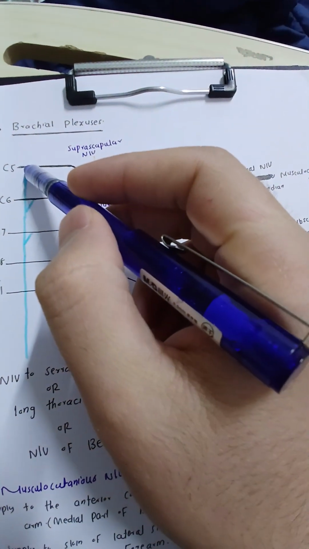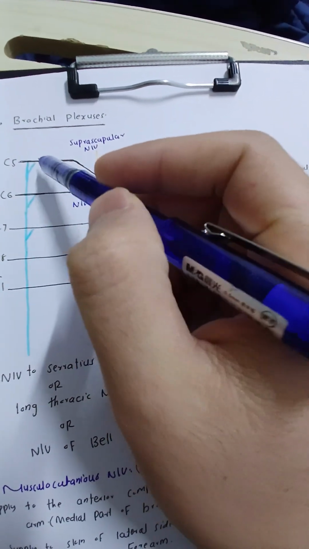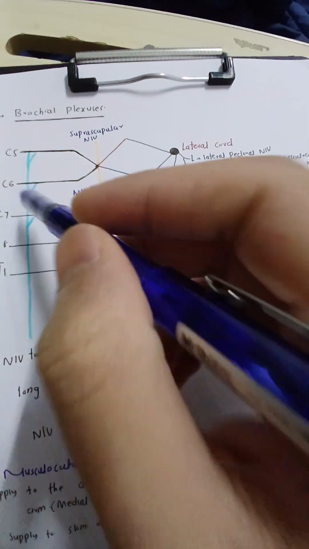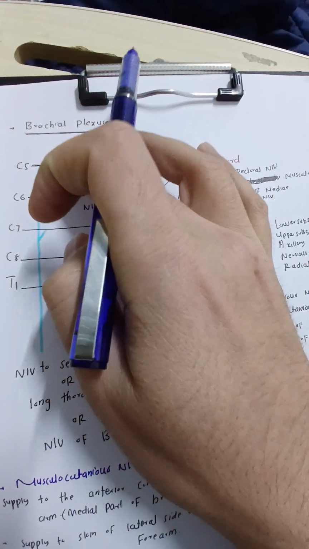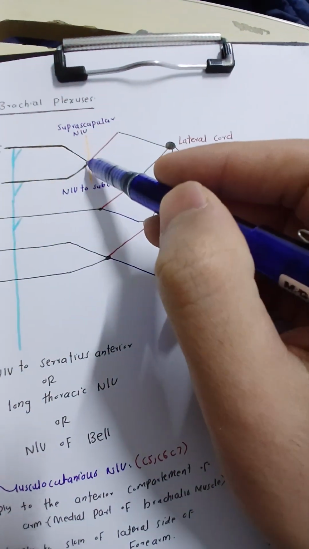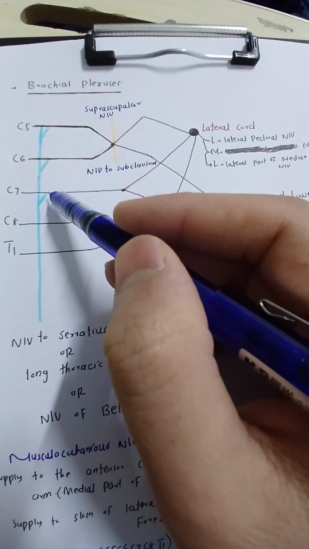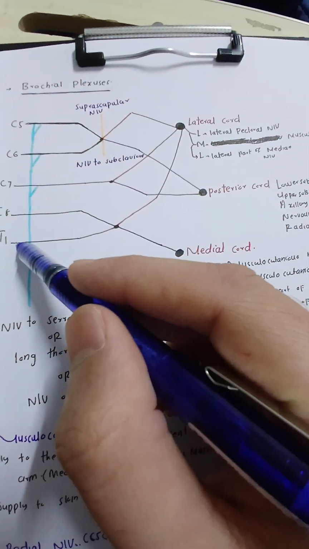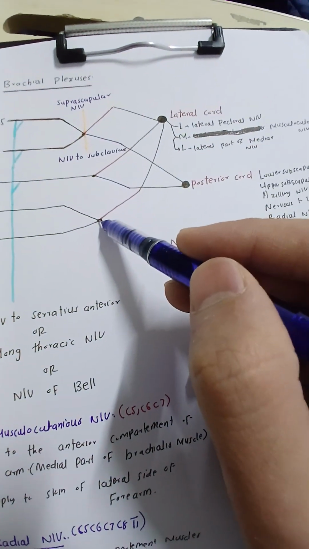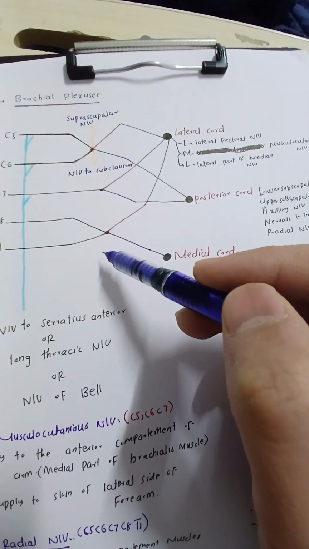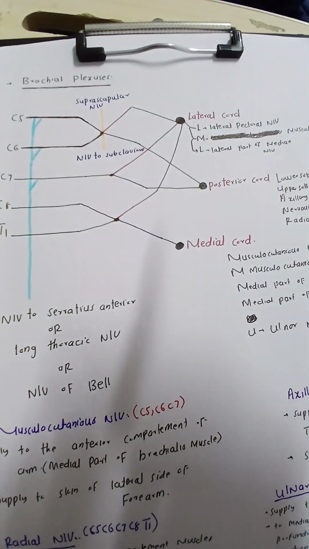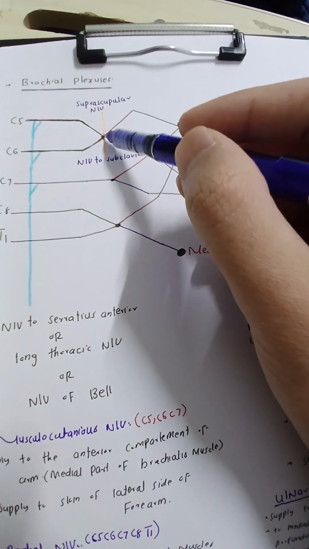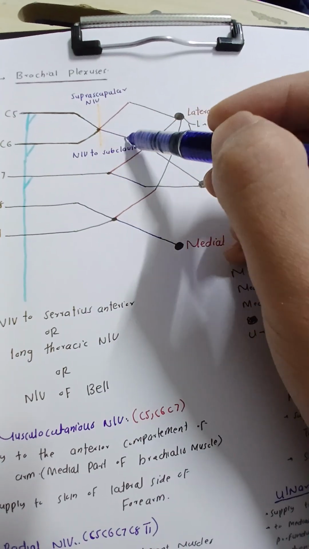So all the roots are derived from C5, C6, C7, C8, and T1. The C5 and C6 roots combine to form the upper trunk. The C7 will continue to form the middle trunk, and the C8 and T1 roots will combine to form the lower trunk. Then all these trunks, upper trunk, middle trunk, and lower trunk, continue to give two divisions, anterior division and posterior division.